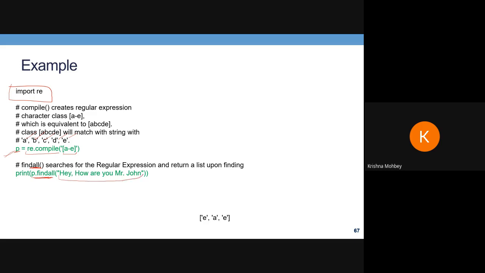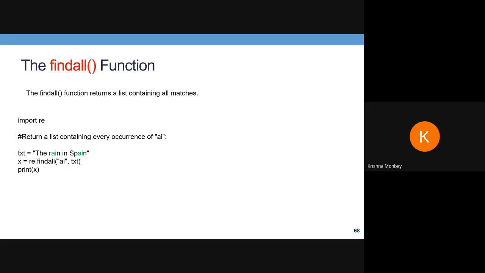So it will match against this one. If A, B, C, D, or E appears in this given string, then it will match. Like E is coming here, so you can see E it is giving. A is coming here, so A is given, and again we have E here. Any other character it ignores. So we can find any of the characters with the findall function, which returns a list containing all matches.